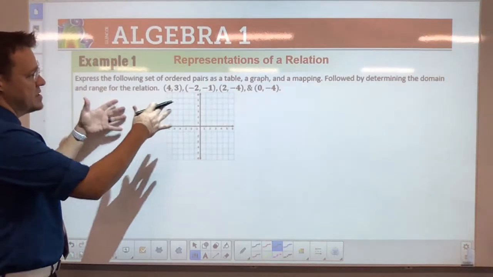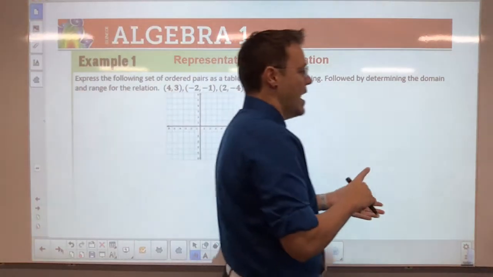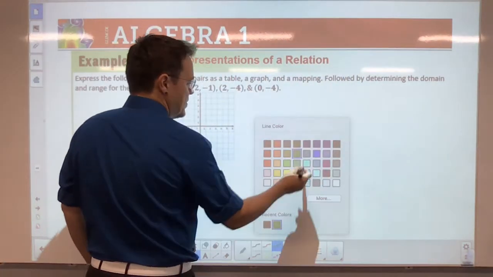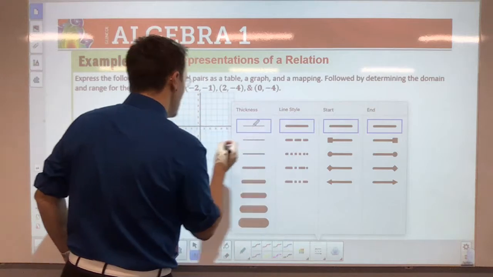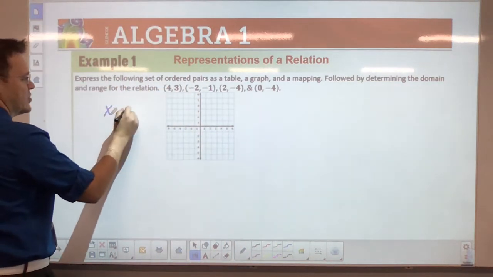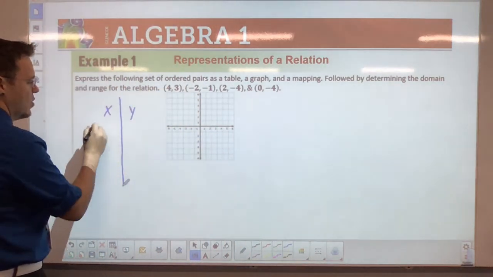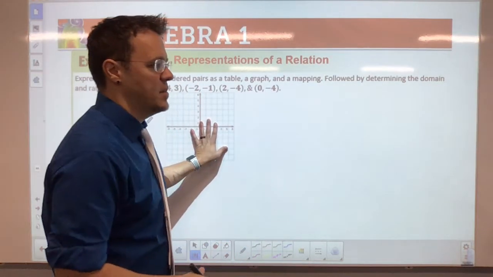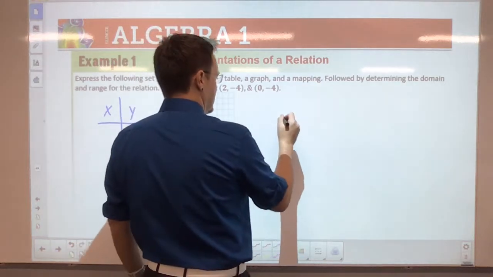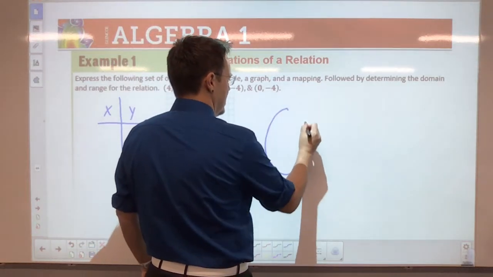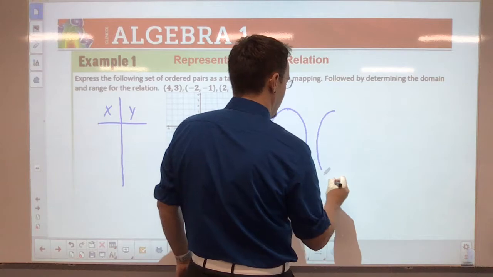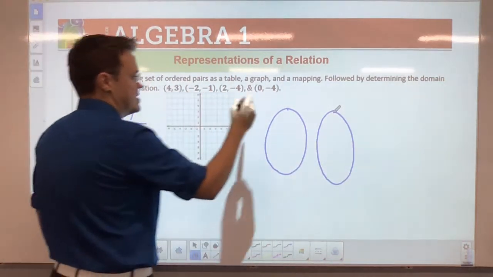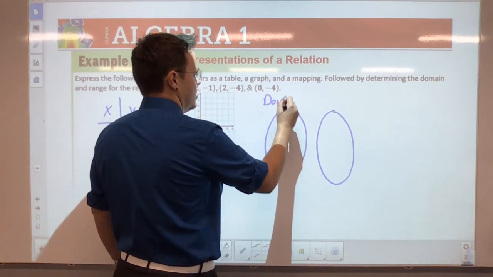Okay, so express the following ordered pairs as a table, a graph, and as a mapping. What I'd want you guys to do on notes, if you have them set up, would be to simply draw these things out. First thing we're going to do is a table. X and Y across the board, simple as that. We have the graph already set up here, and then we also have a mapping. A mapping has a big, I guess you could call it an oval, something like that. Now the big key thing with mapping is it says domain and range.